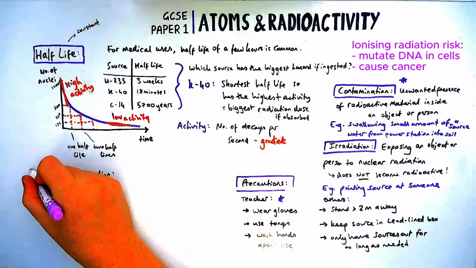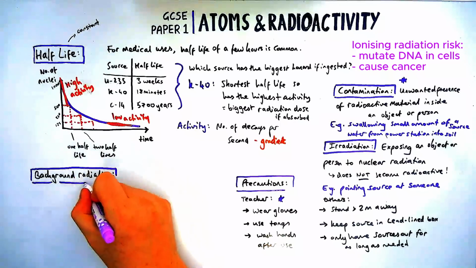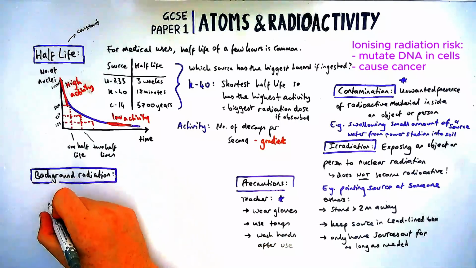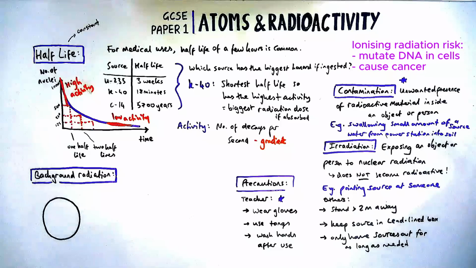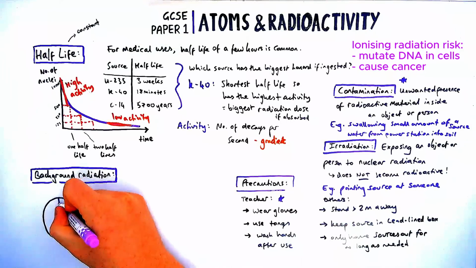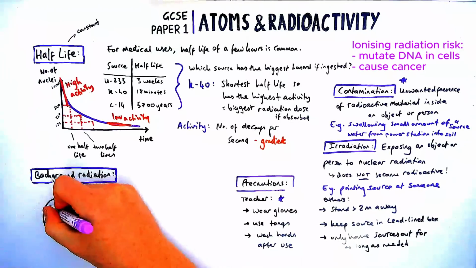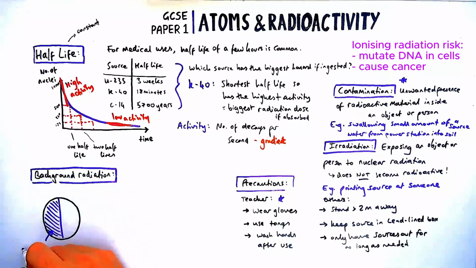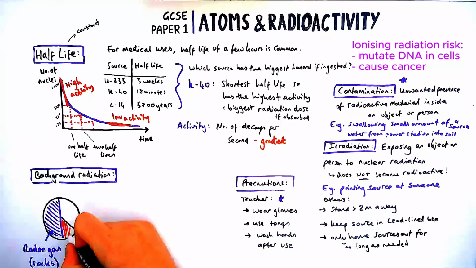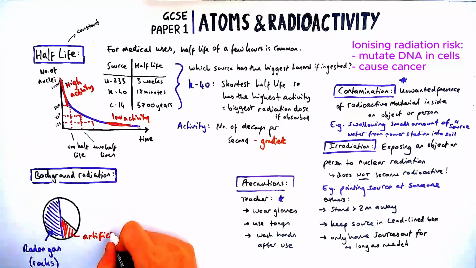Now, despite these dangers, radiation is around us all the time in the form of background radiation. Background radiation, as the name suggests, is radiation that's around us all the time. We can't really do anything about it. It comes mostly in the UK from radon gas, about 50% from radon gas, which is from rocks, in particular areas like Devon and Cornwall that have a lot of granite.